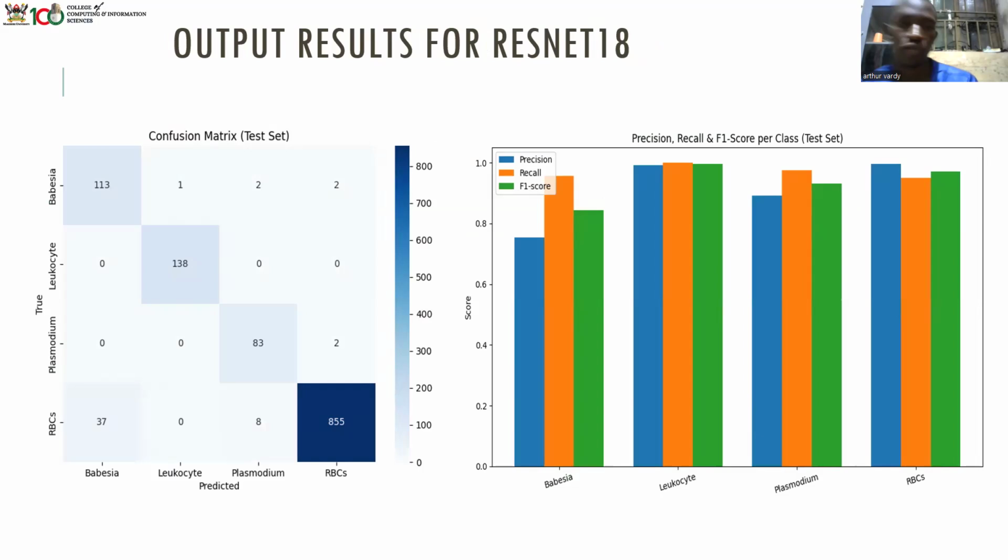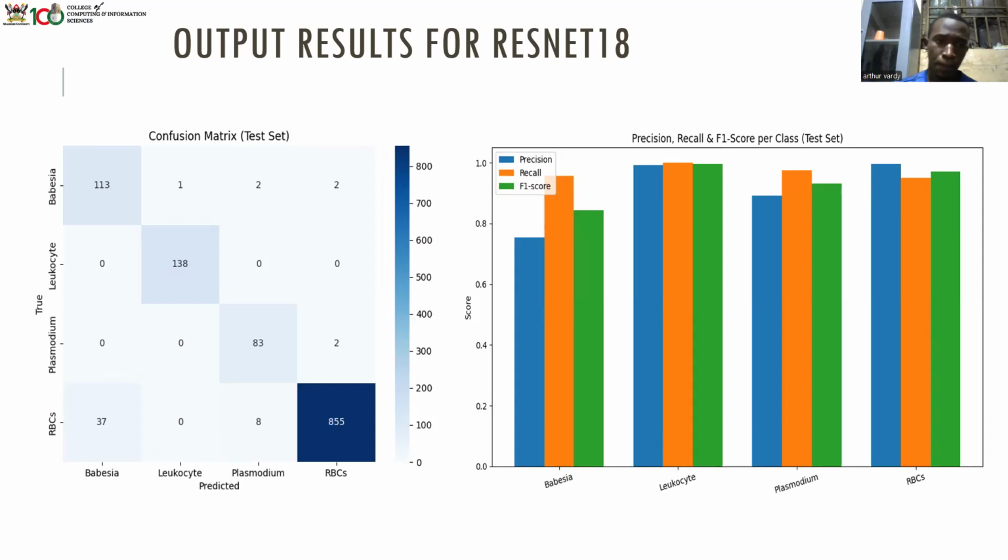So these are some of the result images that were obtained after evaluating the model. First of all, you have the confusion matrix. The confusion matrix was analyzing the test data set and also the predicted data set.